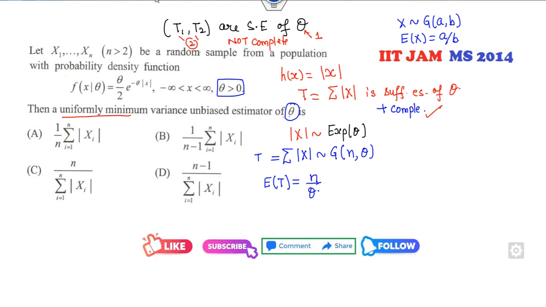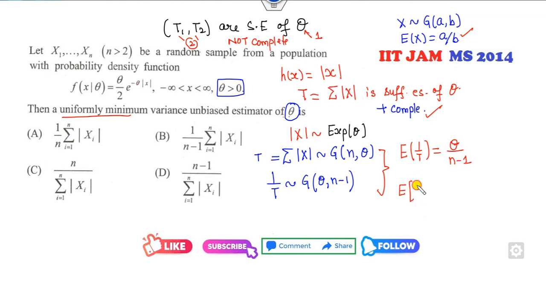So it means we need to compute the reverse. So what is 1 over T? If T follows gamma(n, theta), then 1 over T follows the inverse gamma distribution. So what is the expected value of this? It will again be a over b, and I need the value of theta. So n minus 1 over T is my theta. So this is my right answer.